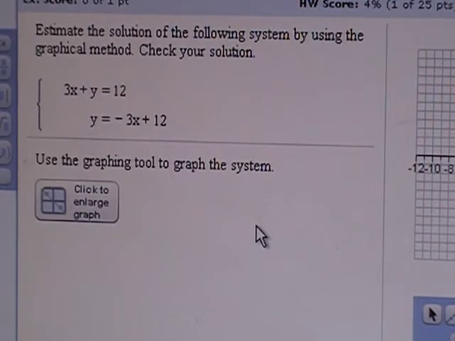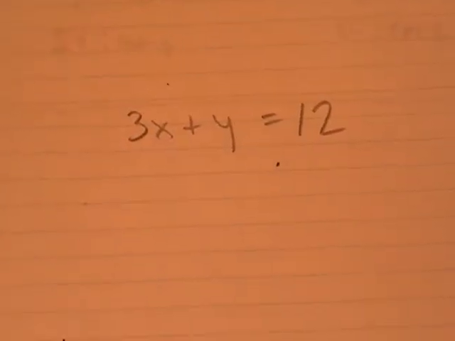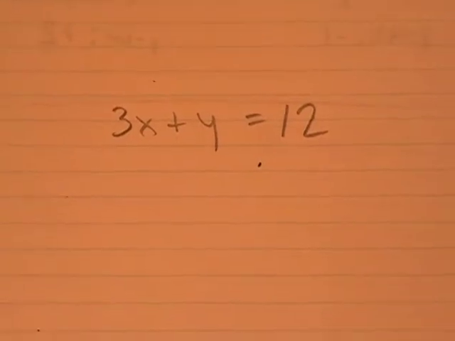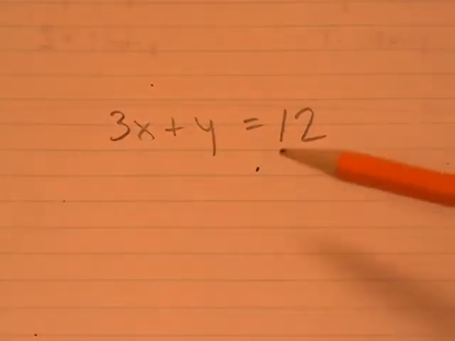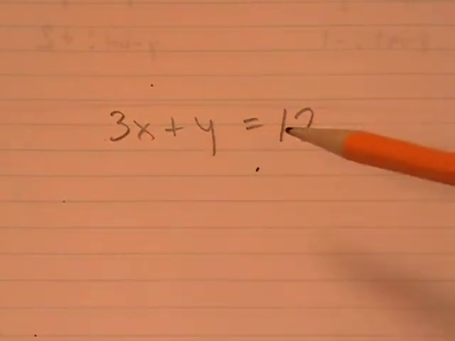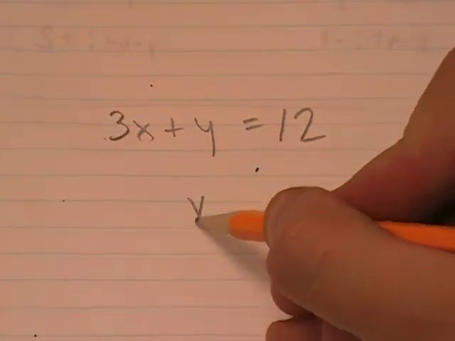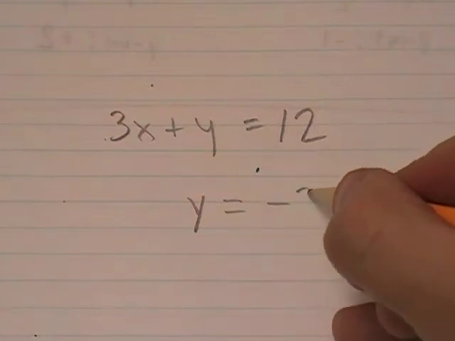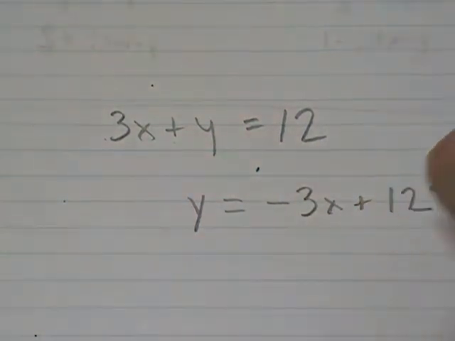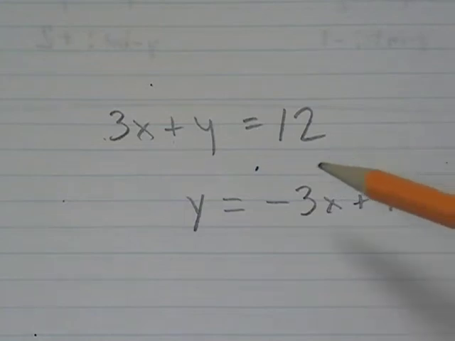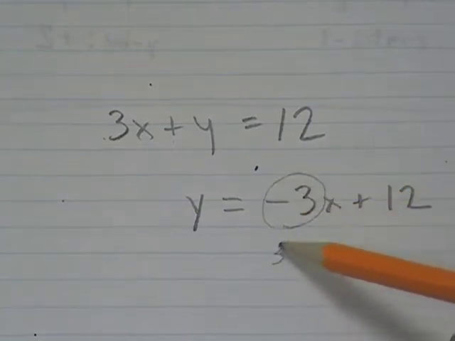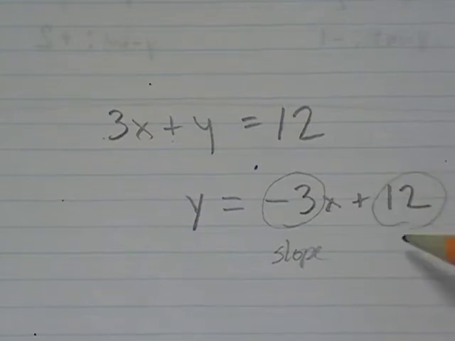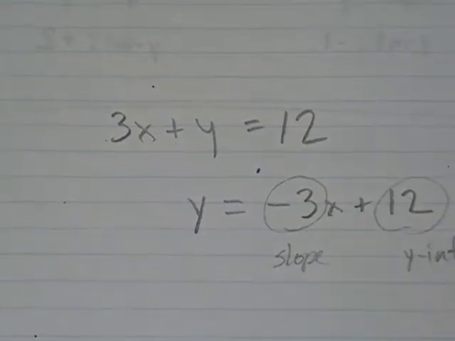So I have 3x plus y equals 12. And what I want to do is solve that equation for y. Well, the easiest way to do that is to take 3x and move it to the right-hand side. And since it's positive, I'm going to subtract. So if I subtract 3x from both sides, I get negative 3x plus 12. And so immediately, what do I see? The slope is negative 3, and the y-intercept is positive 12.